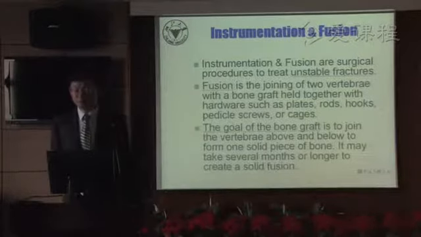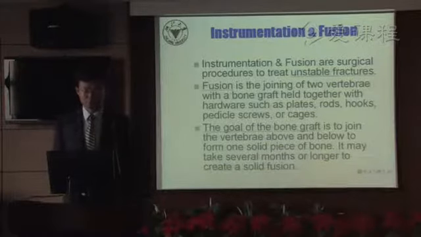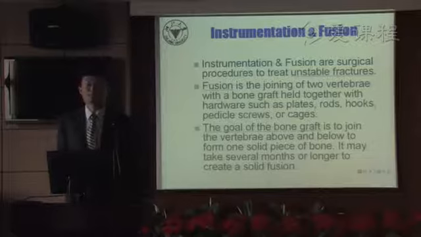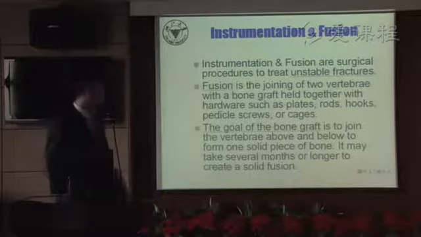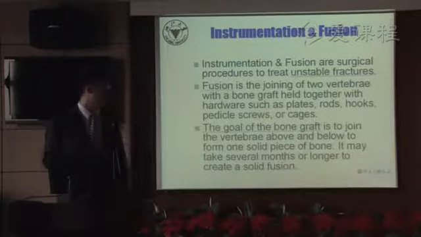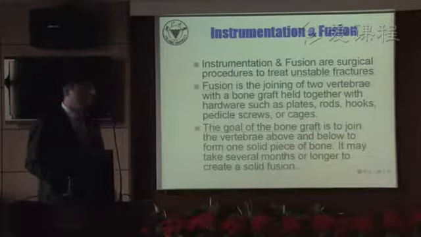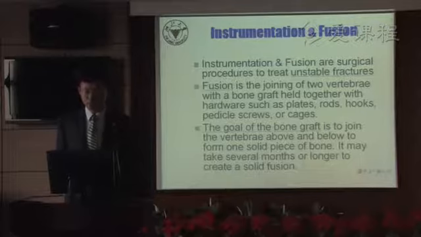Instrumentation and fusion. Instrumentation and fusion are surgical procedures to treat unstable fractures. Fusion is the joining of two vertebrae with a bone graft held together with hardware such as plates, rods, hooks, pedicle screws, and cages. The goal of the bone graft is to join the vertebrae above and below to form one solid piece of bone. It may take several months or longer to create a solid fusion.